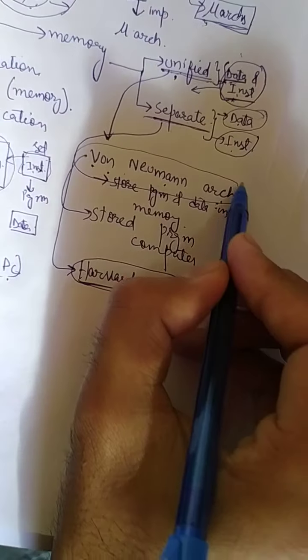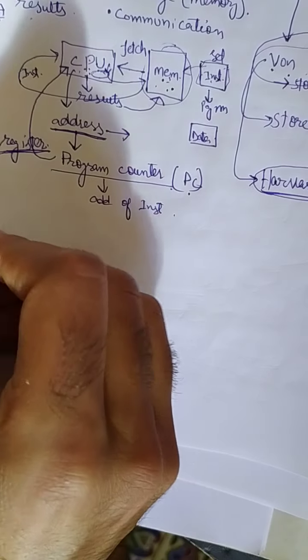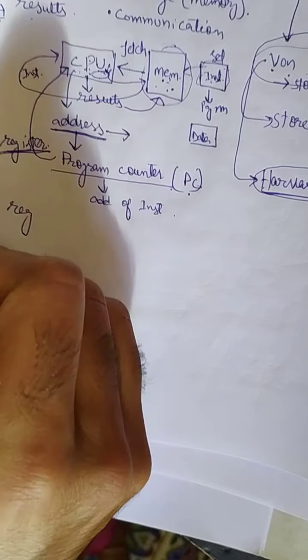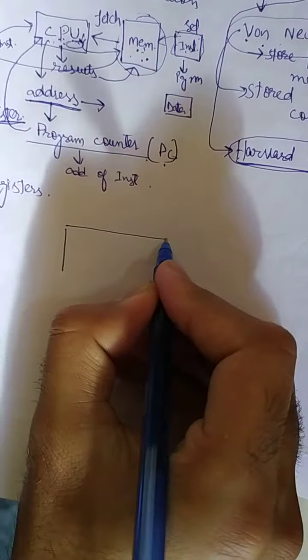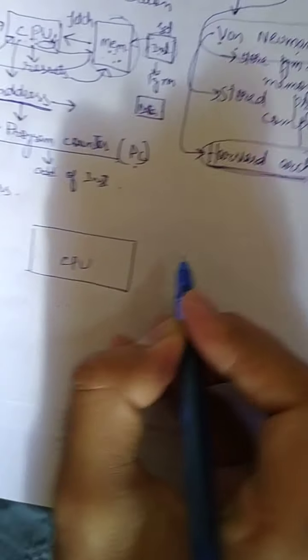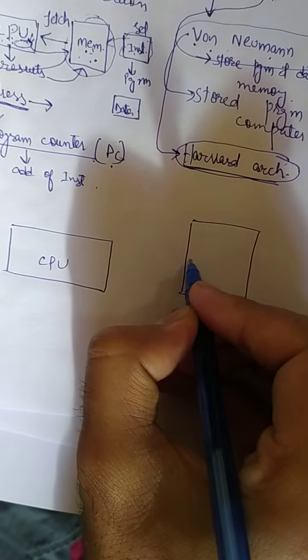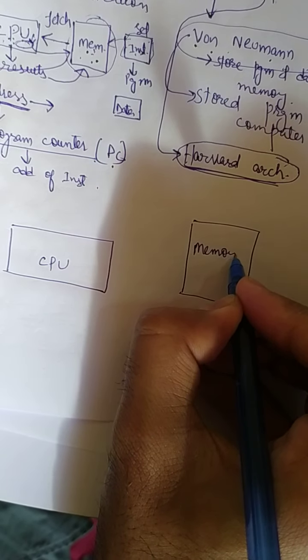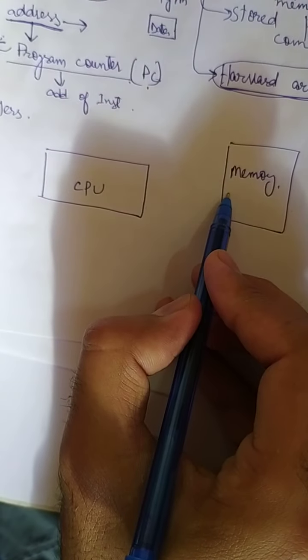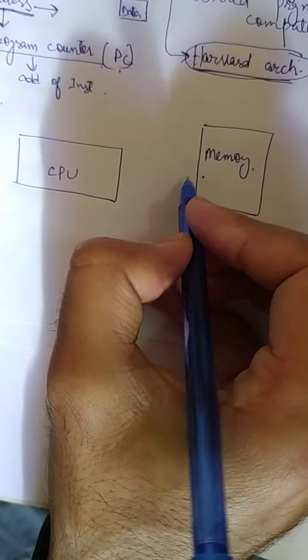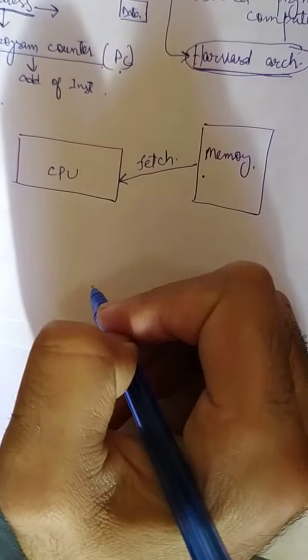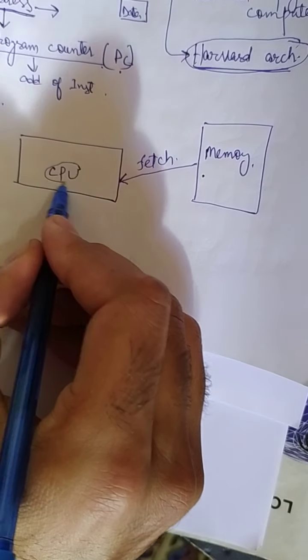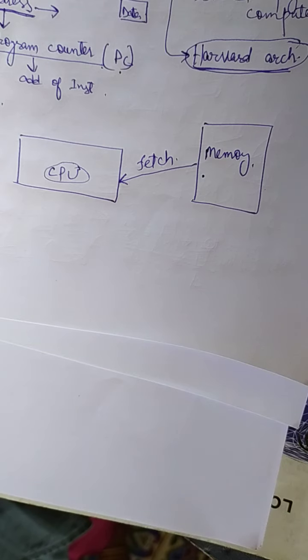Another thing that has been added to this von Neumann architecture is the registers. So we have a CPU, we have a memory. Before executing any instruction or getting any data, the CPU has to fetch instructions and data from the memory. And after fetching the data, it has to execute the instructions.